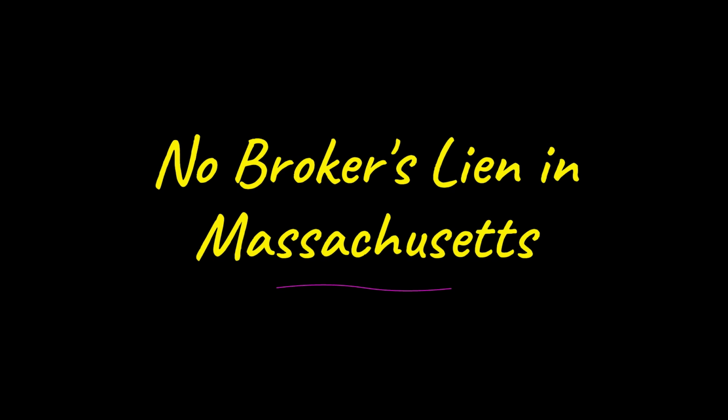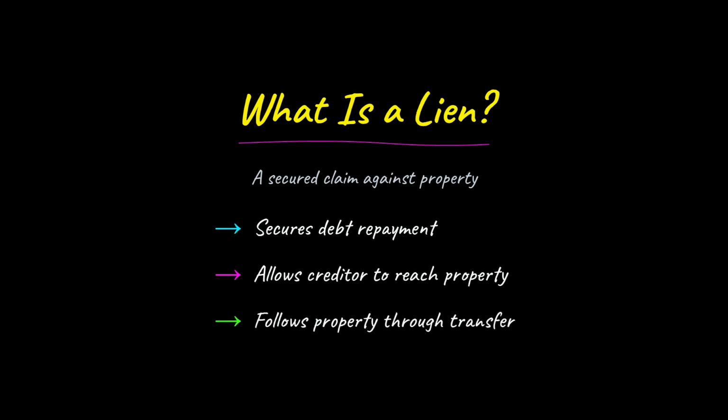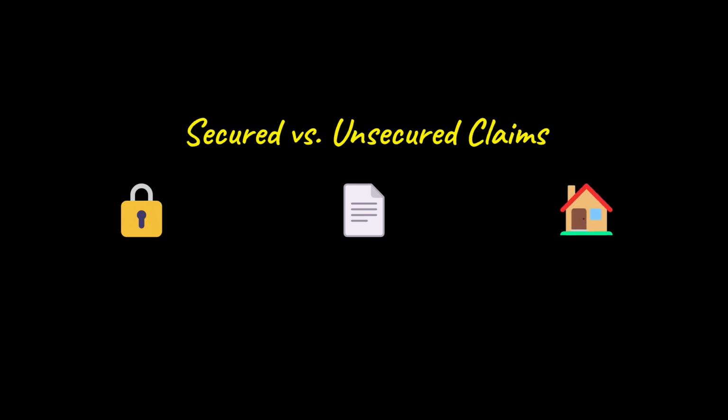Let's understand why and what recourse actually exists. A lien is a security interest, a claim against property that lets a creditor reach the property if a debt goes unpaid. It secures the debt, allows the creditor to reach the property, and even follows the property through a sale. The difference between secured and unsecured claims is huge. A secured creditor can force a sale or be paid from proceeds. An unsecured creditor only holds a right to sue. Massachusetts gives brokers no lien, so they stand as unsecured creditors who must sue on the listing contract.